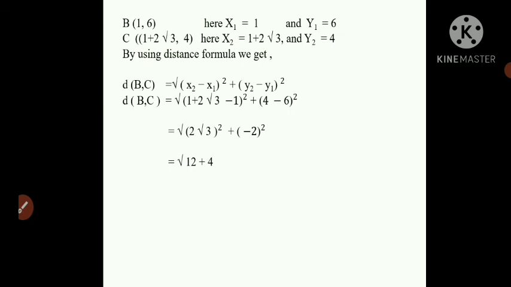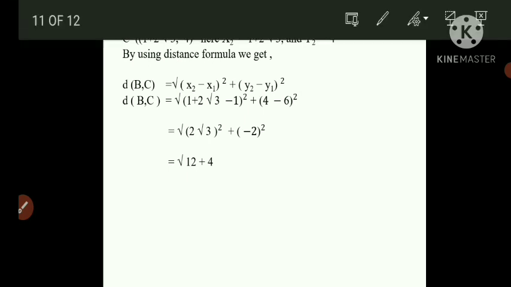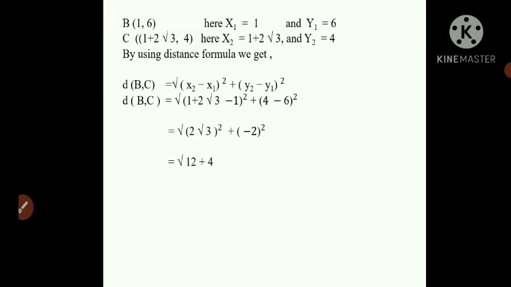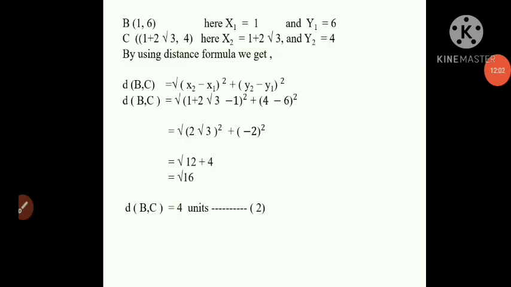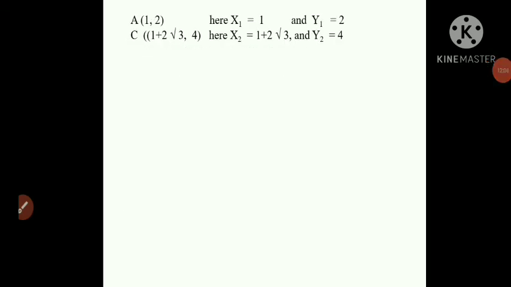Now (2 root 3) the whole square is 12, because 2 square is 4 and root 3 square is 3. So 4 threes are 12, and 12 plus 4 is 16. So BC squared is 16, and by taking the square root, the distance of BC is 4 units, which is my statement number 2. Now the distance of AC. We got the first statement, the second, now we'll go for the third one.